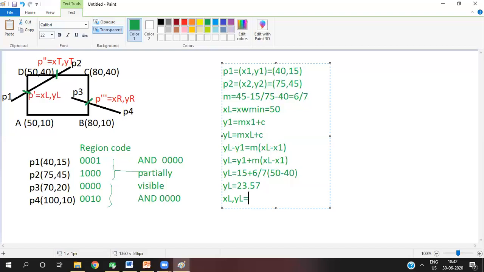It is nothing but p dash, right? What is the value for p dash now? Yes, p dash is 50 comma 23.57. Okay, this is the first intersection point you got over here. Similarly, we need to calculate the p double dash. Okay, let's see how to calculate p double dash point.